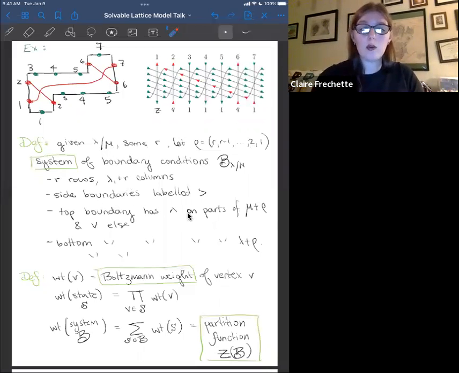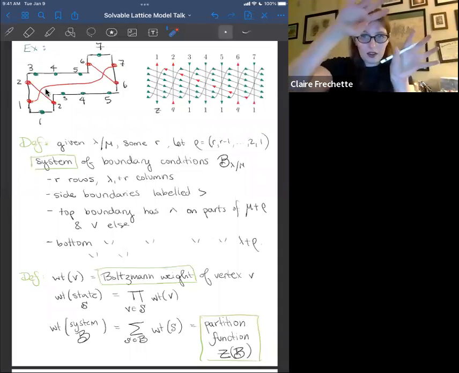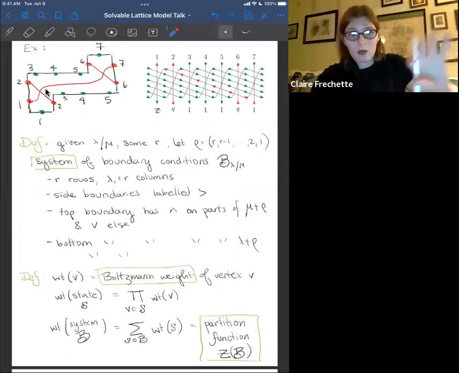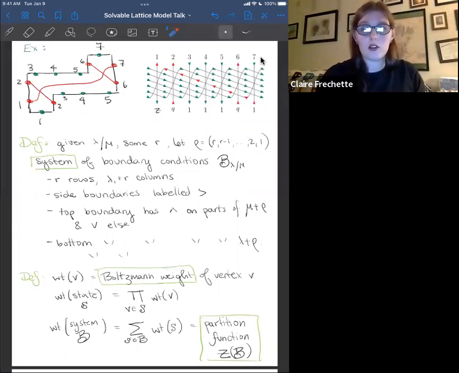And then our top boundary will have up arrows on parts that appear in our smaller partition, and our bottom boundary will have up arrows on parts that appear in our larger partition. So I think of this as taking the N ribbon and stretching it and placing it on top of our partition function.